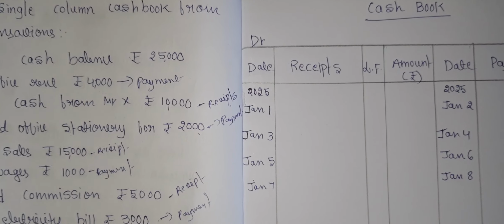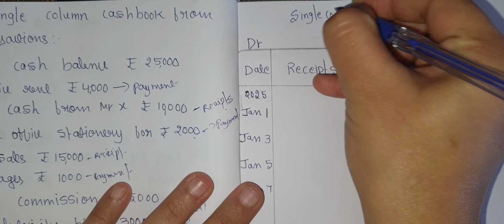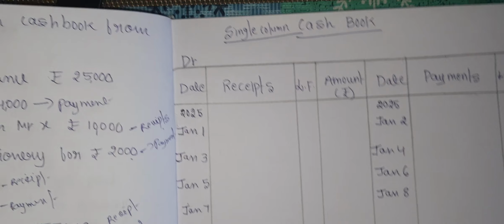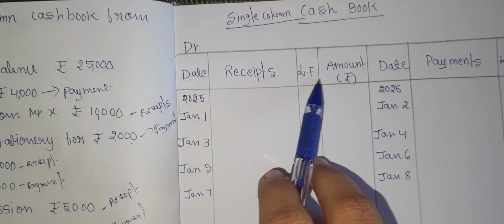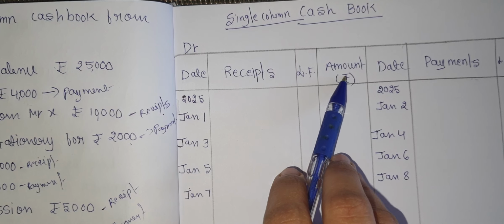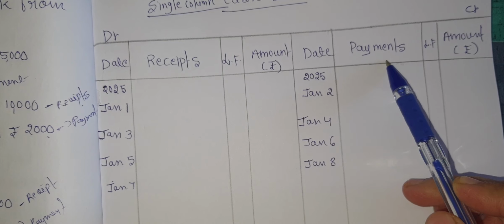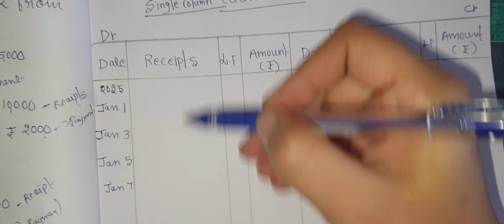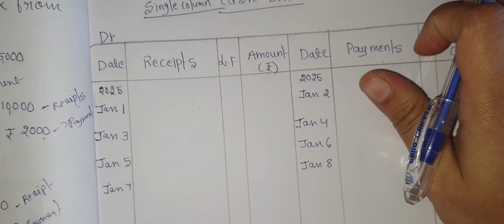So this is the problem. Now we will solve the problem. So here we have to write single column cash book. Single column cash book. Here debit side: date, receipts, ledger folio, amount. And here credit side: date, payments, ledger folio and amount. Here there is only one column, receipt and payment, because it is a single column cash book.